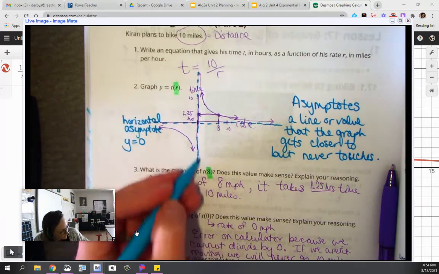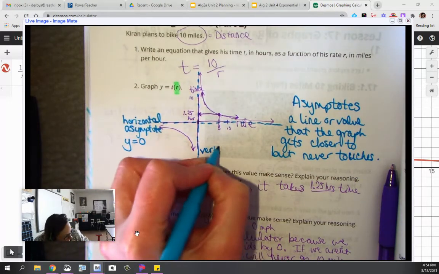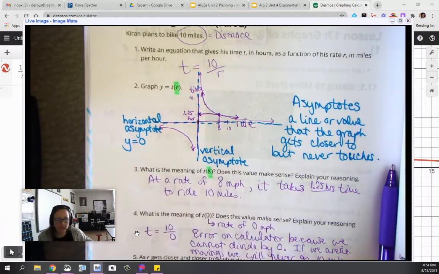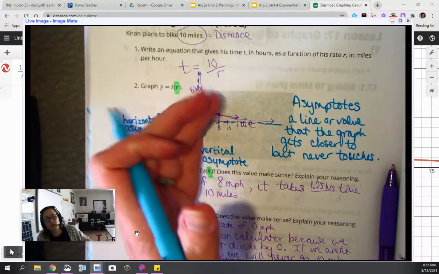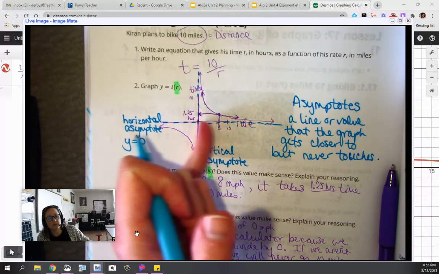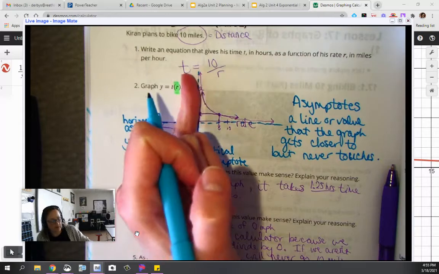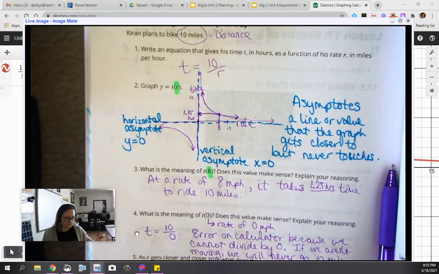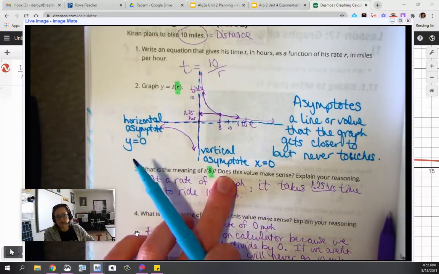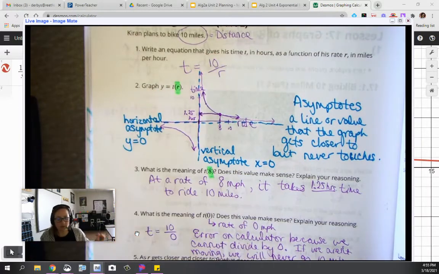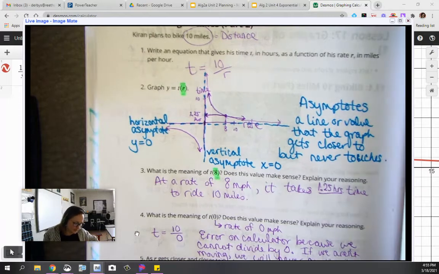We also have this vertical asymptote. This vertical asymptote is happening right here on the y-axis in this case, and that is going through the x-axis. Our x hasn't moved side to side. We have a line right on x equals 0. Now, these horizontal and vertical asymptotes are directly related to our equation that we have coming up. And that's what we're going to add some ideas and notes here.